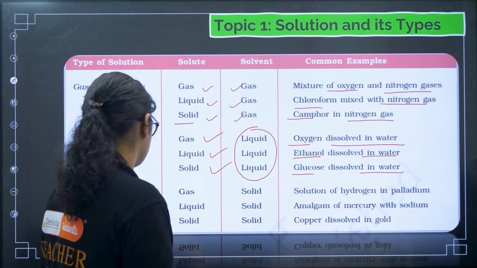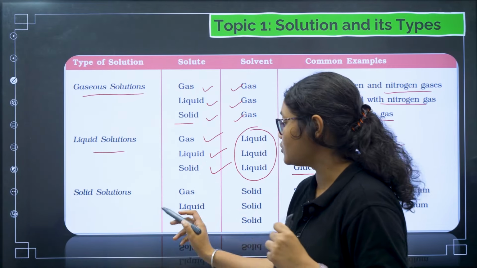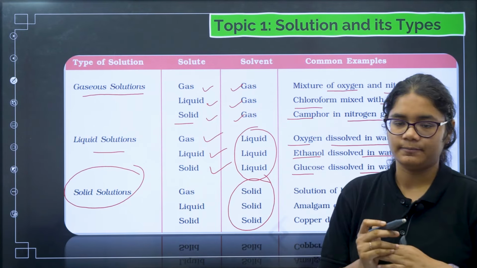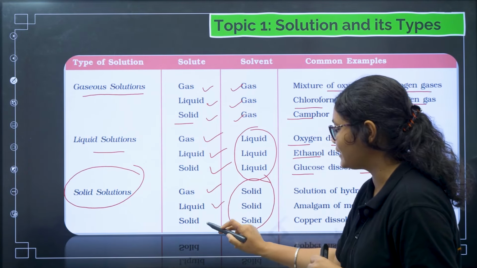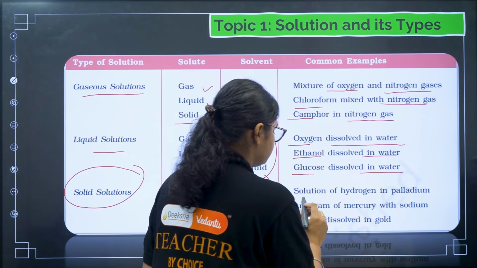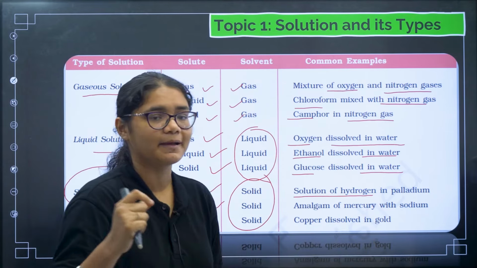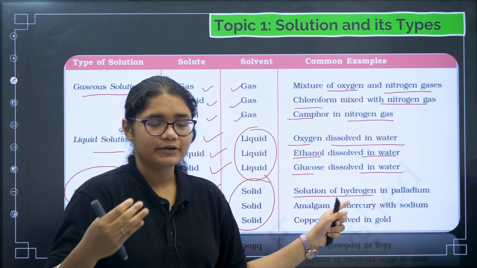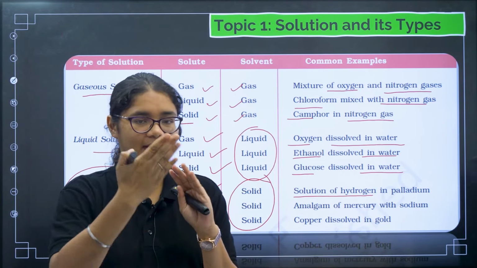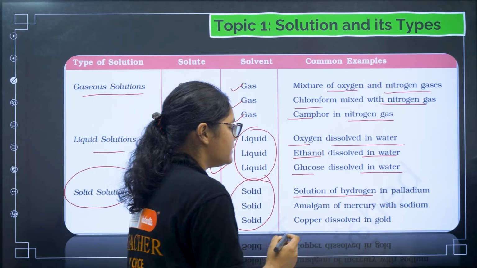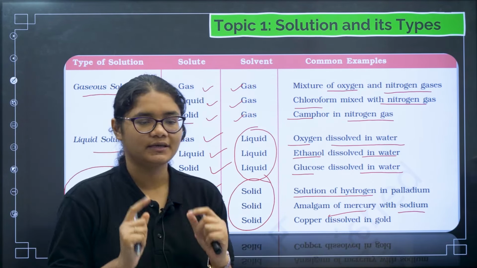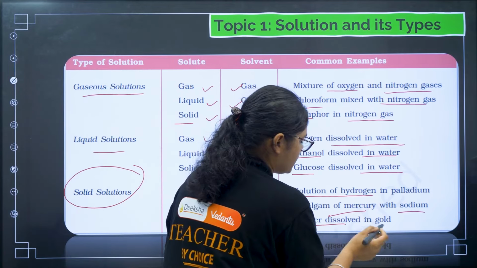Now coming to the next type of solution, solid solutions. In solid solutions the solvents are solid, and we can have gas in solid, liquid in solid, and solid in solid. Now if you see the examples here, solution of hydrogen in palladium. This you would have used in electrochemistry when we prepare the hydrogen electrodes. We adsorb hydrogen gas on platinum rods. Next, amalgam of mercury with sodium: liquid in solid, mercury amalgam is an example. Next, solid in solid, copper dissolved in gold.